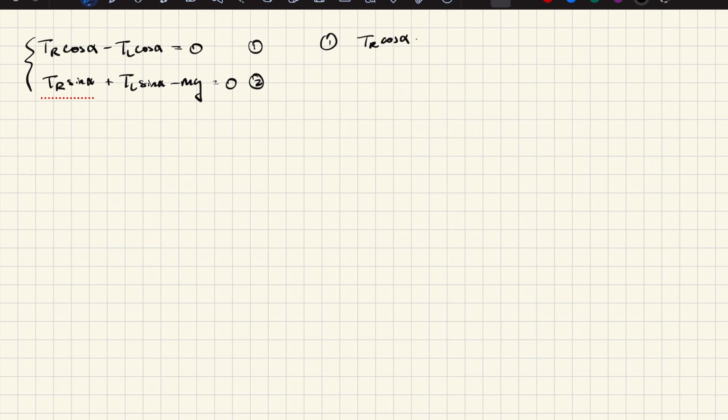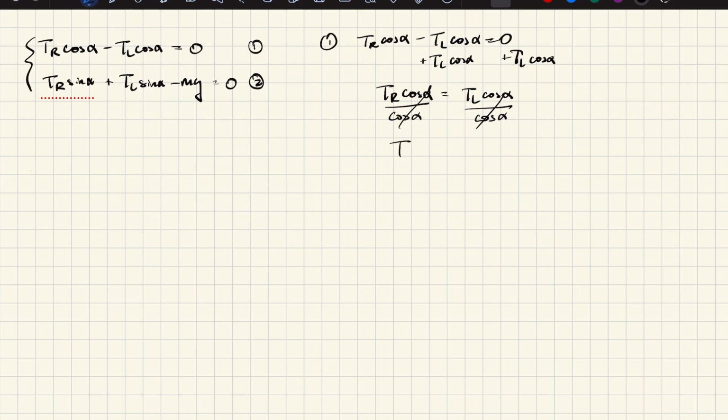So our equation reads TR cosine alpha minus TL cosine alpha equals 0. If I want to solve for TR, I can add TL cosine alpha to both sides. And we find that TR cosine alpha is exactly equal to TL cosine alpha. Then I can recognize that cosine alpha is on both sides of the equation. So I divide both sides by cosine alpha. These cancel out, and I get the final result that TR is exactly equal to TL.